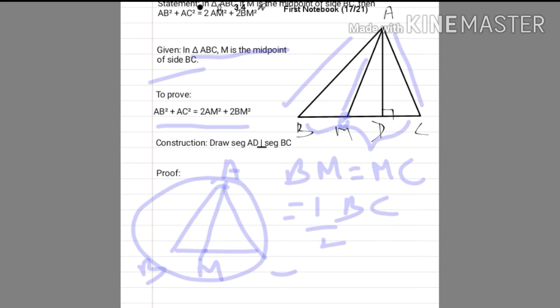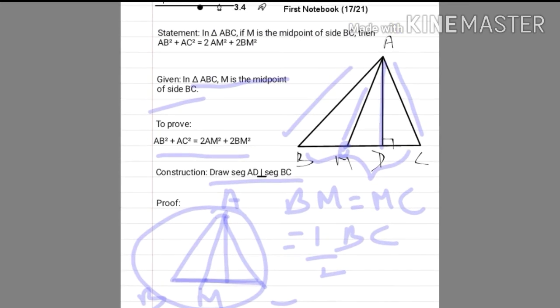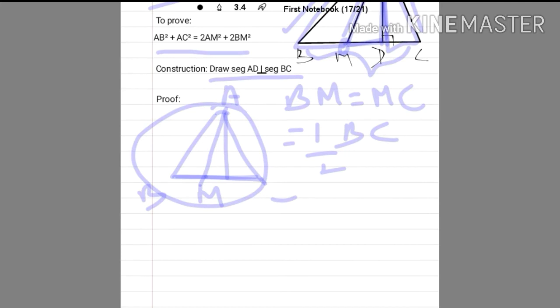So for that we need to do a small construction, that is we have to draw a perpendicular line from the point A to the base BC. After we draw a perpendicular from the point A, we get three right angle triangles, that is ADC, then ADM, and this one ADB. So these are the three triangles which we get. Now using these three right angle triangles, we have to prove the entire theorem. Okay, so first let's see.